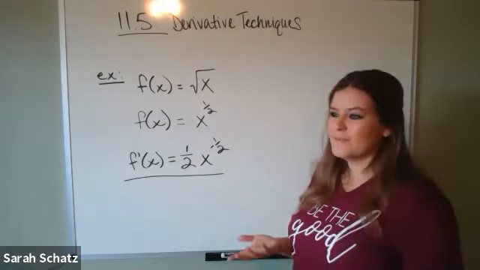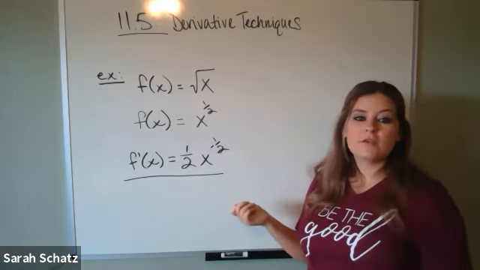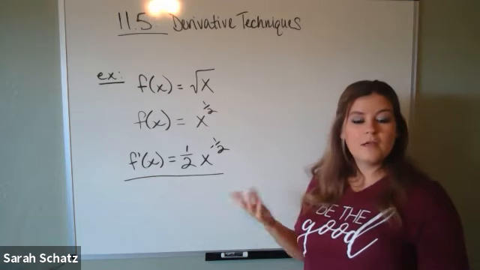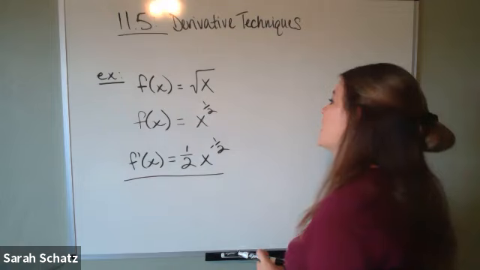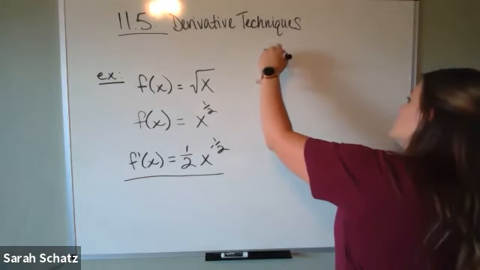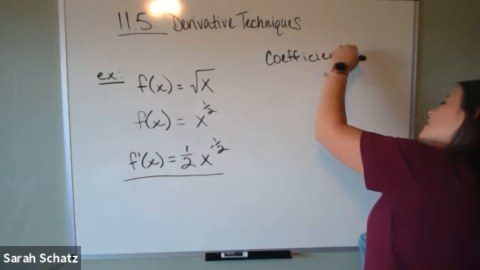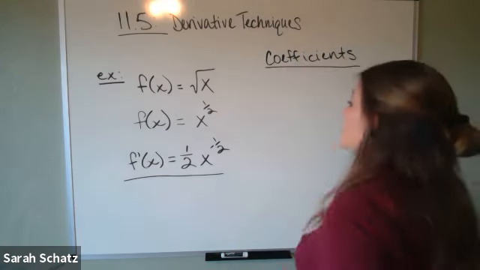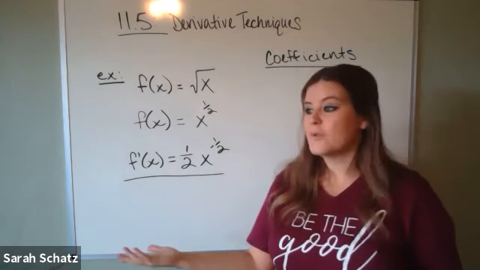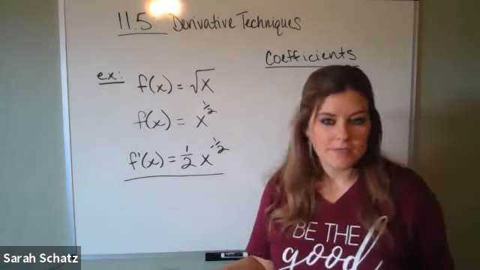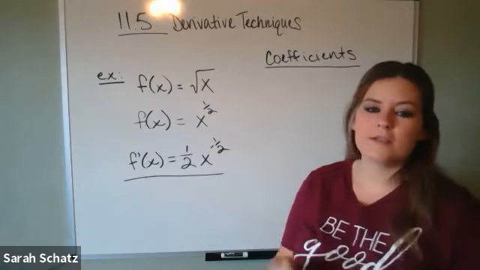But the drawback is how many of our functions are just x raised to a power? A lot of times they have a coefficient on them too. So let's learn how to deal with that. Sometimes we just have x squared, but a lot of times we have 3x squared or 2x squared or negative 7x squared. And we need to learn how to deal with that number.